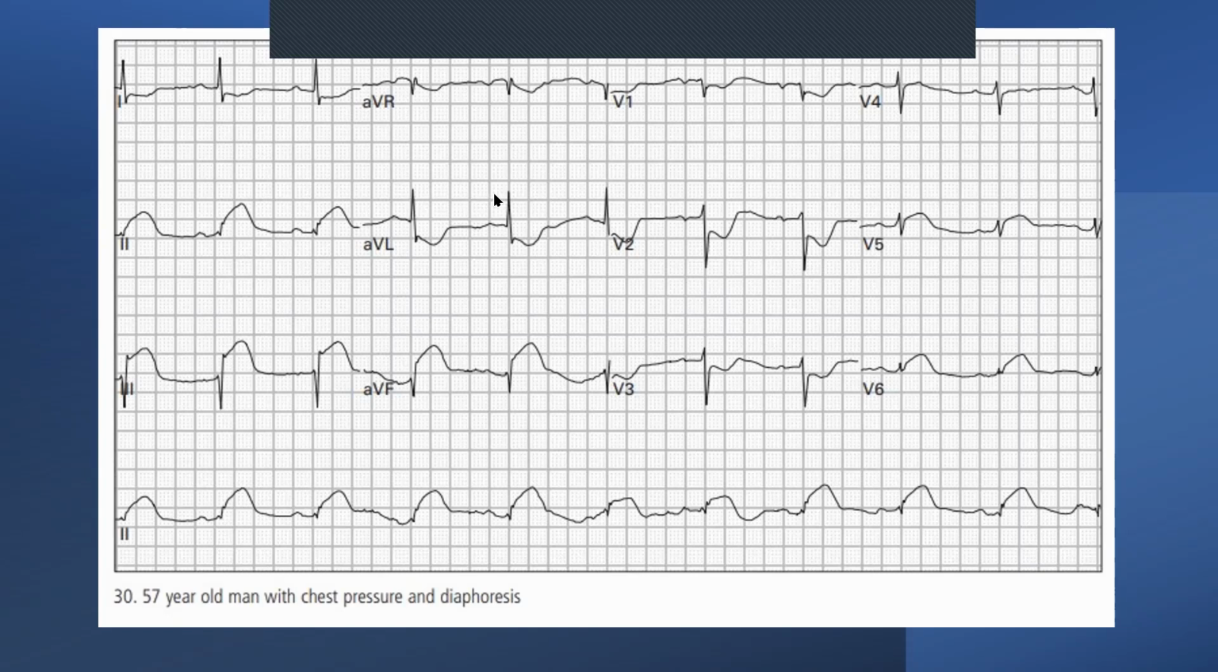1, 2, 3, 4, 5. So 300 divided by 5 is 60. So we've got a rate of 60. Now let's look at each zone. So let's start with the inferior zone.